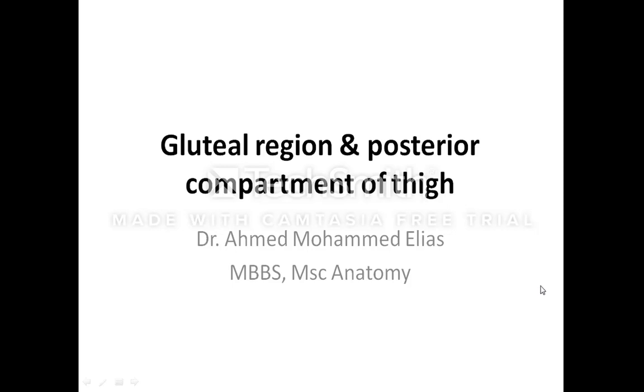This lecture is about the gluteal region and posterior compartment of the thigh.